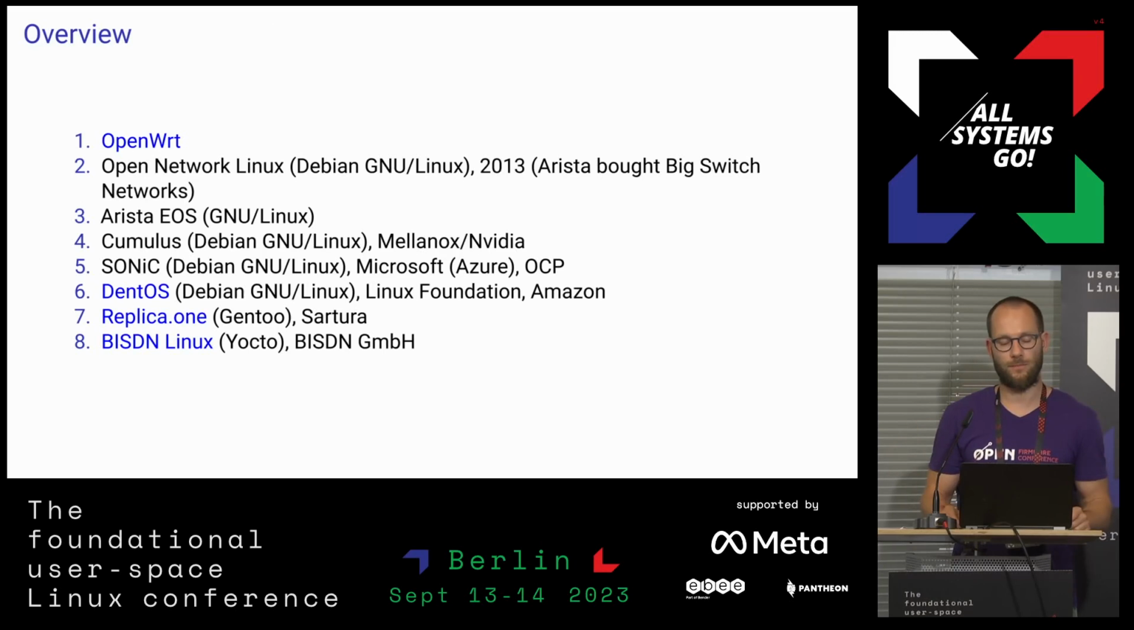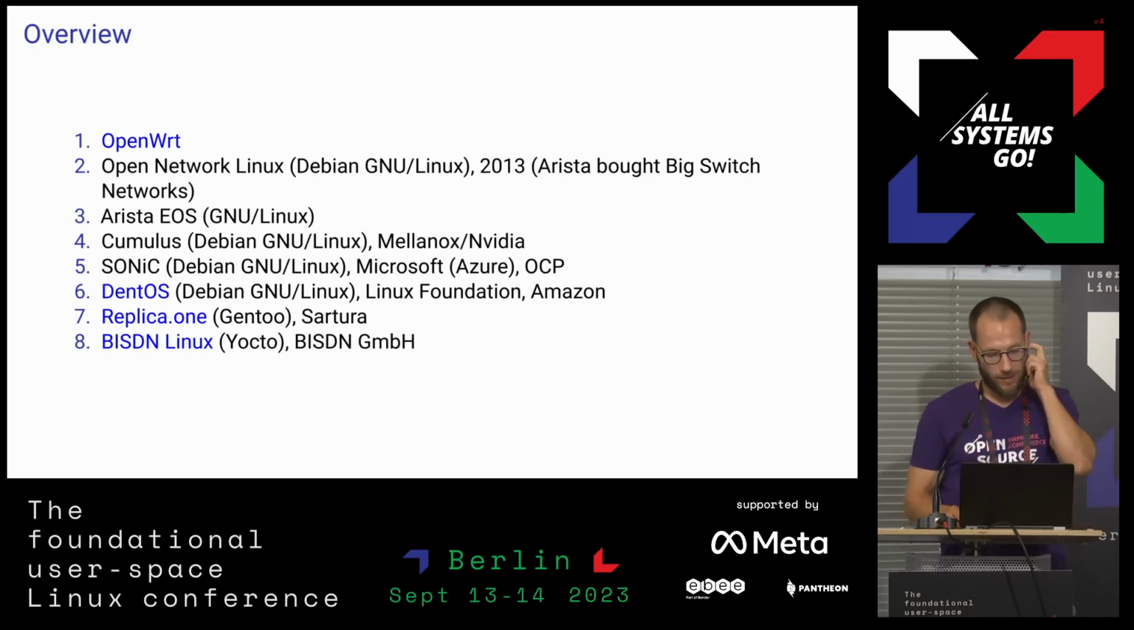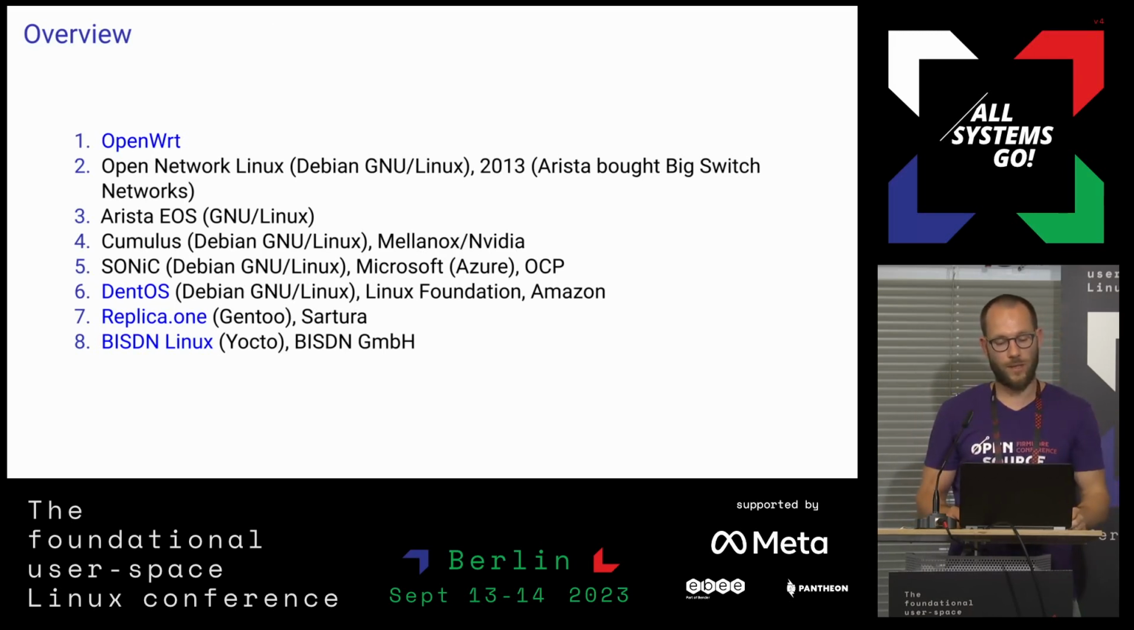DENT is from the Hitchhiker's Guide to the Galaxy, the name Arthur Dent, but under this umbrella, it could be that more distributions show up, one of which is Replica 1, which is based on Gentoo, and then there's also BISDN Linux, which is based on Yocto, and the company is here in Berlin, but I never met them.